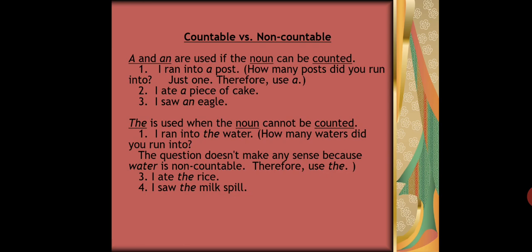Countable versus non-countable. A and an are used if the noun can be counted. I ran into a post. How many posts did you run to? Just one, so therefore use a. I ate a piece of cake. I saw an eagle.